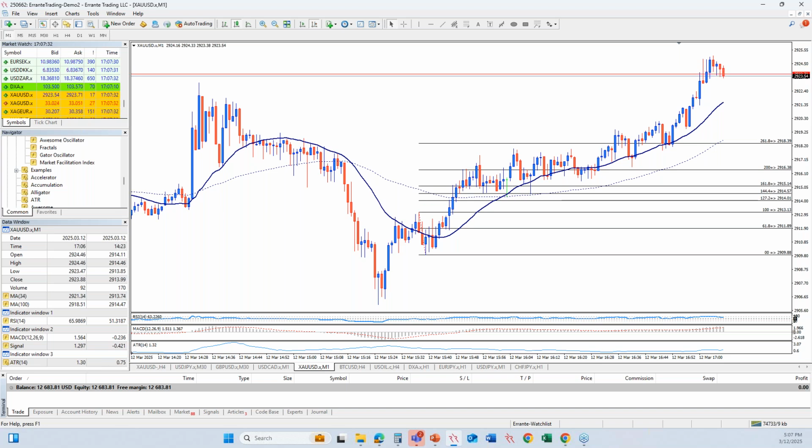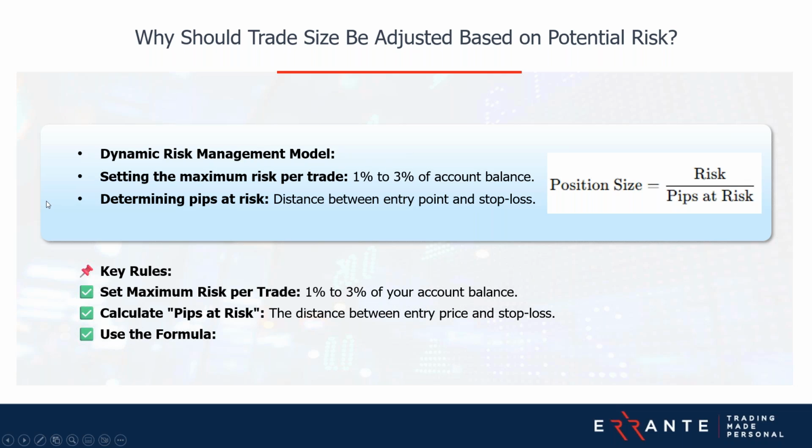As an example, let's say GBP USD after an interest rate decision, if ATR is 80 pips, a 2% risk means a smaller trade size to keep risk under control.